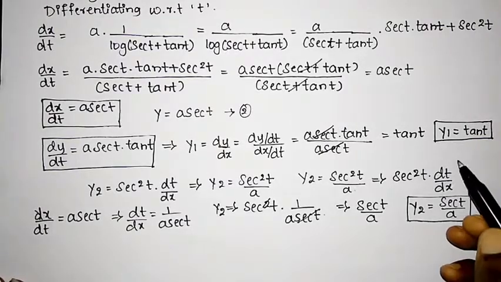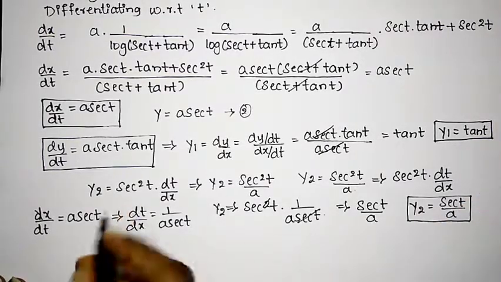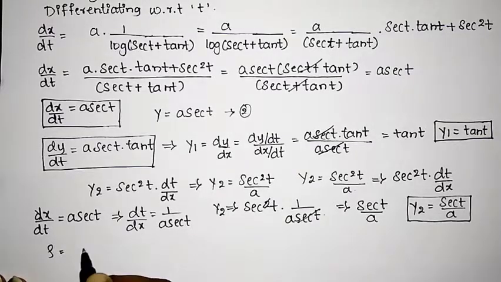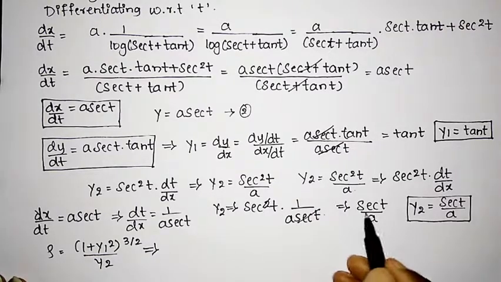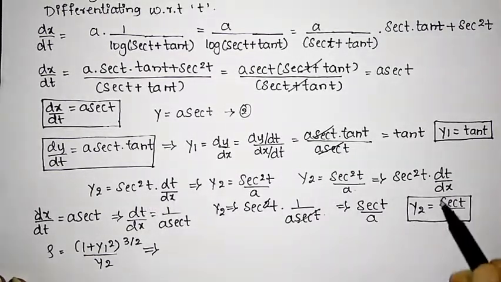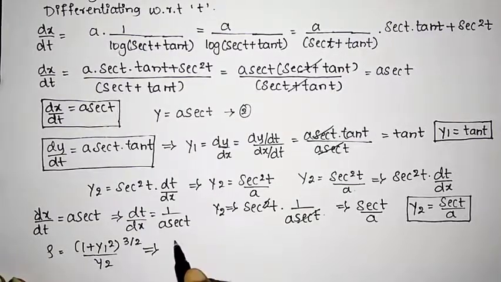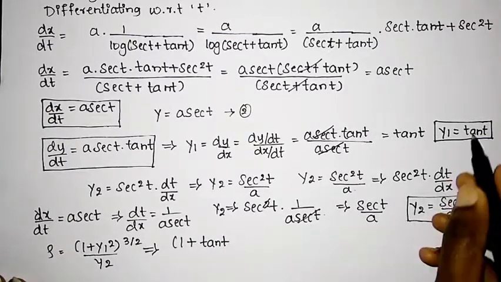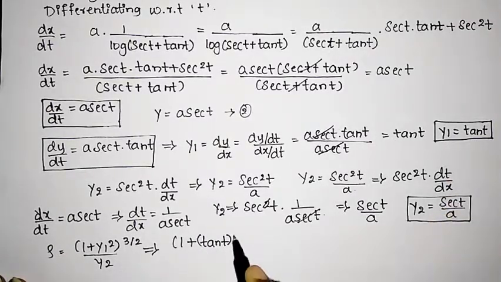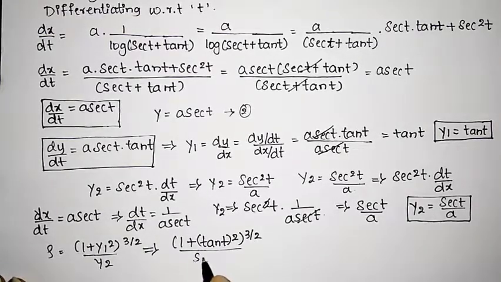Now we need to apply the radius of curvature formula. The radius of curvature is given by rho is equal to (1 plus y1 square) raised to 3 by 2, divided by y2. Now we need to substitute y1 and y2 in this equation. So it will be 1 plus tan square t, raised to 3 by 2, divided by y2, which is sec t divided by a.